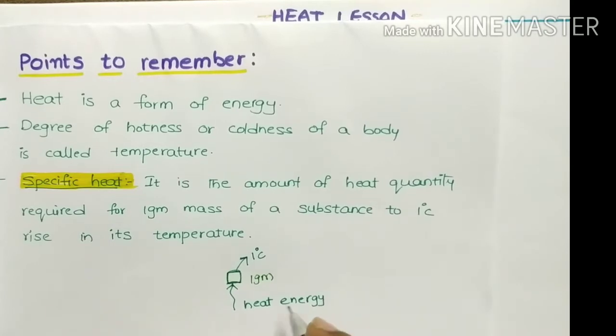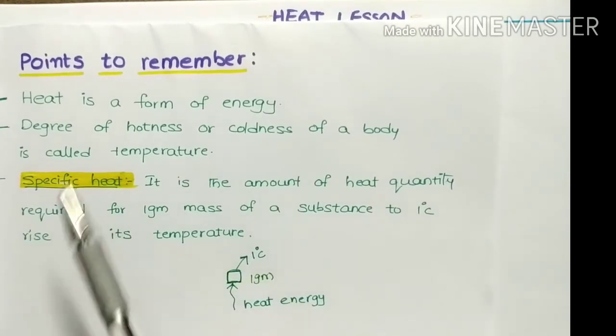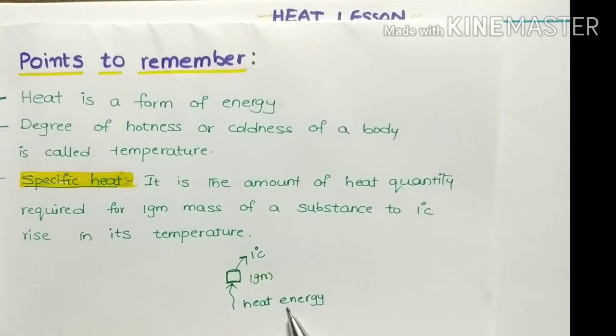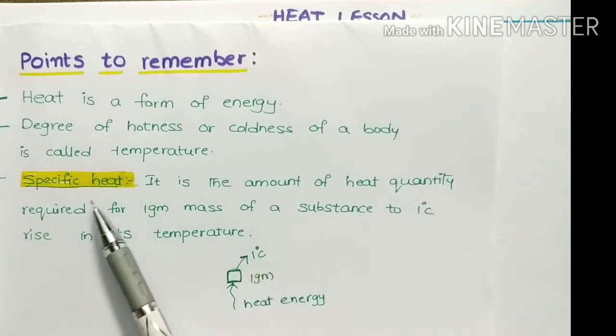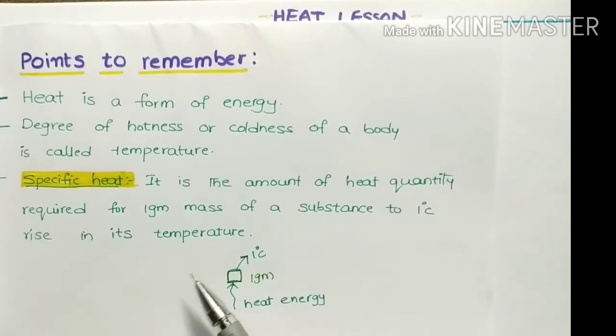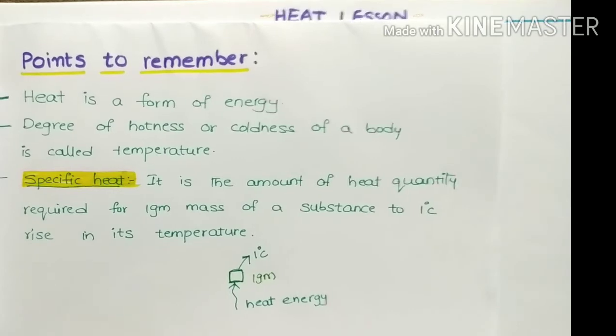And that heat energy is called specific heat. So specific heat means the amount of heat energy required for 1 gram mass of a substance to increase its temperature by 1 degree centigrade. Let's find the specific heat of a solid.